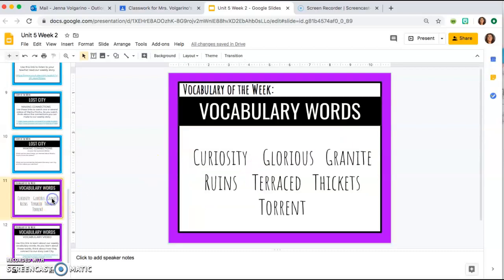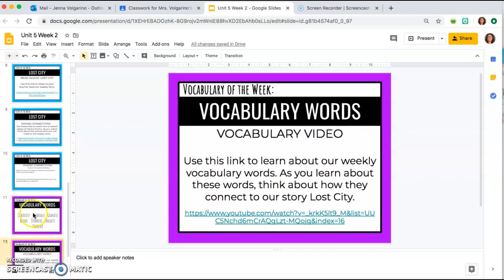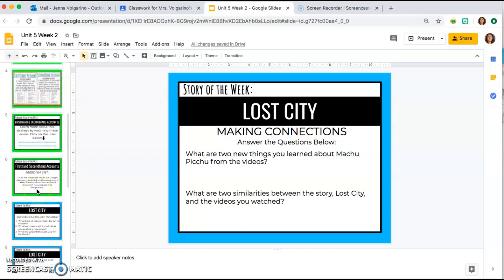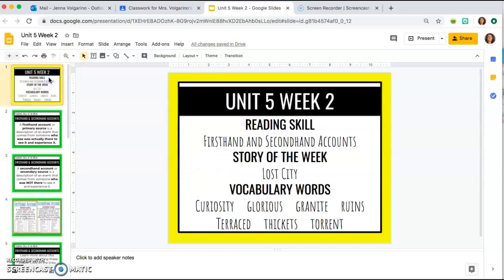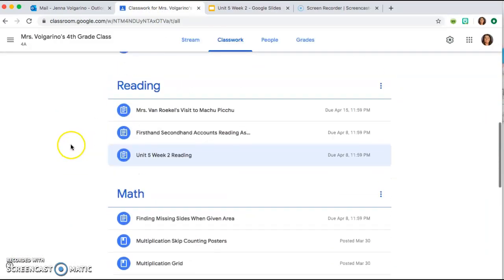Okay. Then we have our vocabulary words along with our vocabulary video. Okay, so pretty similar to last week. We just have obviously a different skill, different story, and different vocab words, but it's set up pretty much the same. Okay, so you do need to make sure on this slide that you answer these 2 questions, and you have to make sure that you submit it, okay, or turn it in at the end when you're done. All right, let's go back to our stream.